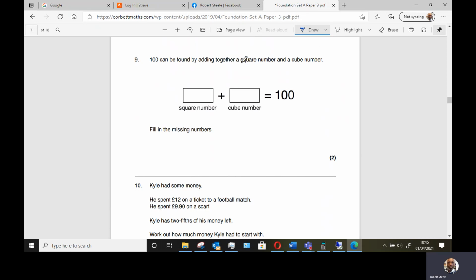A 100 can be found by adding together a square number and a cube number. So let's have 2 lists, square number, cube number. 1 cubed, 2 cubed, 3 cubed, 4 cubed, and then let's have some squares.